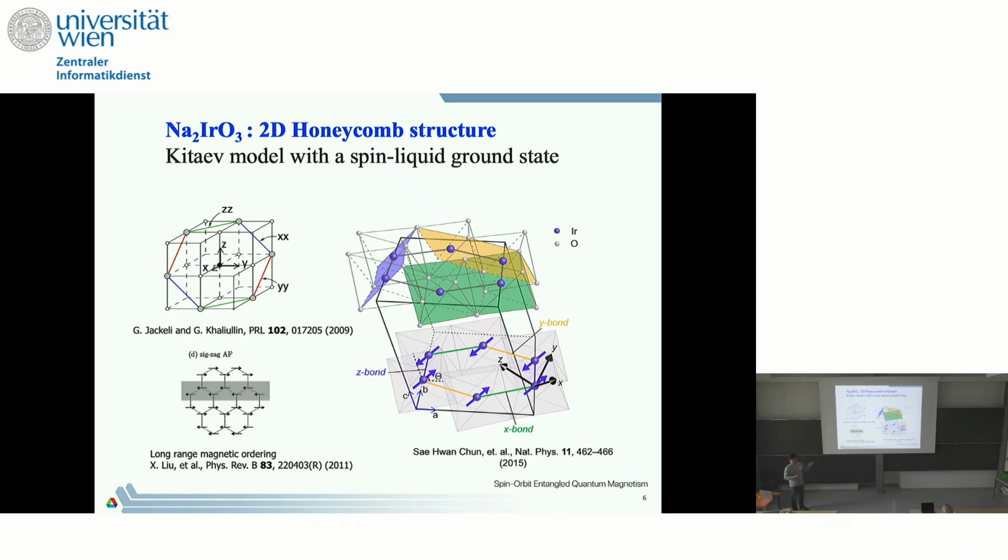I don't think I need to introduce this honeycomb lattice system. A zigzag order happens in this system, which is long-range order, with a transition temperature of about 14 to 15 Kelvin.